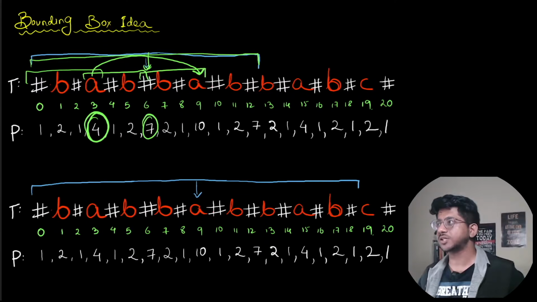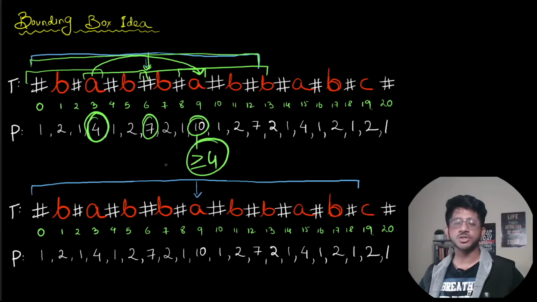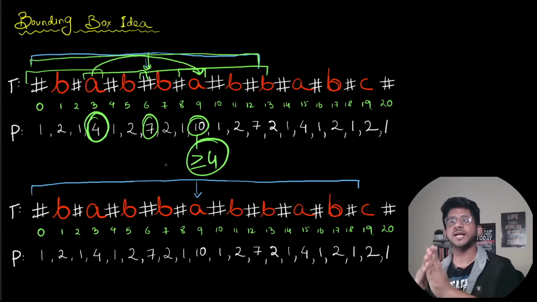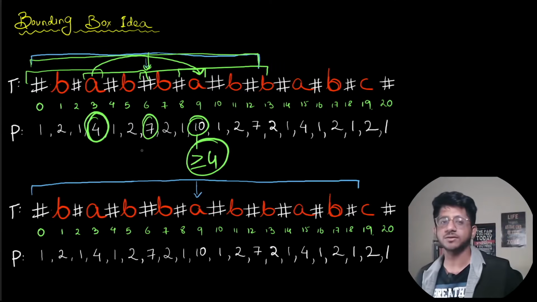So I know that this much is definitely a palindrome. So this value will be greater than or equal to 4 for sure. So instead of starting from 0, I can start from 4 and then try to expand on both sides, right? That is one very big optimization that bounding boxes give.